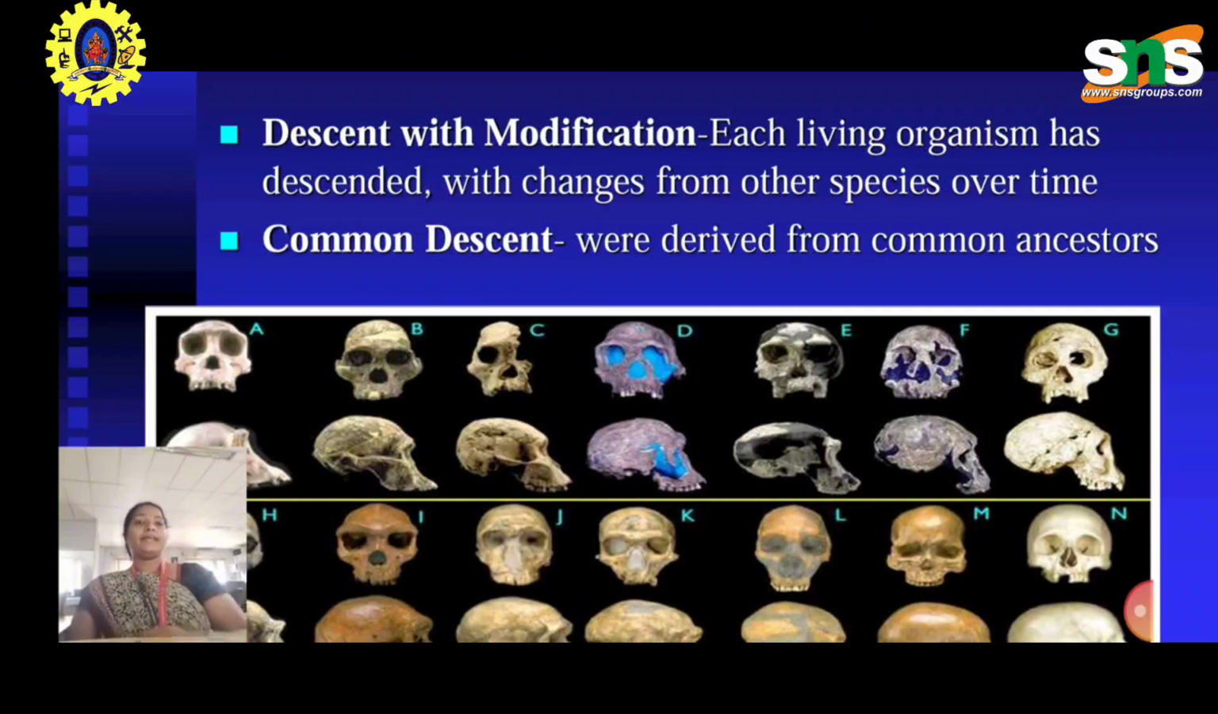Descent with modification. Each living organism has descended, with changes, from other species over time. Common descent means being derived from common ancestors.